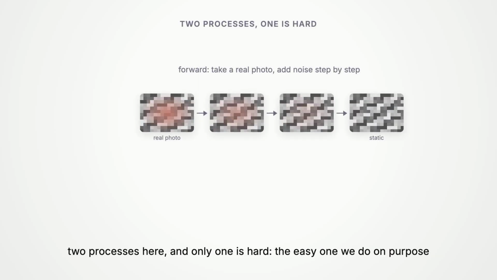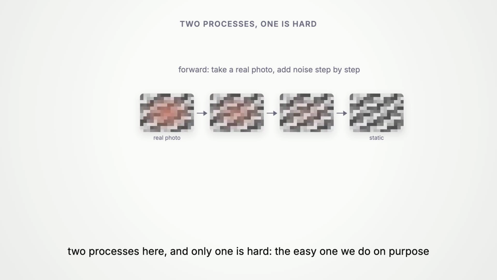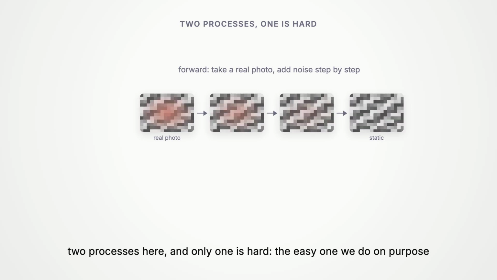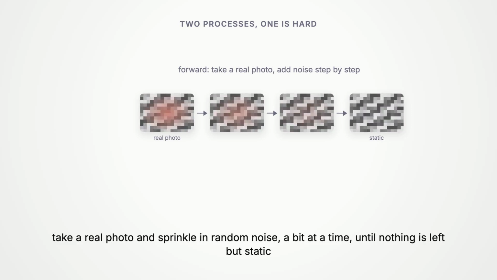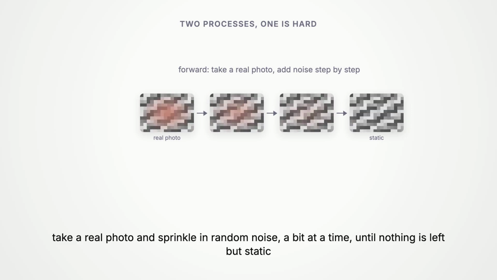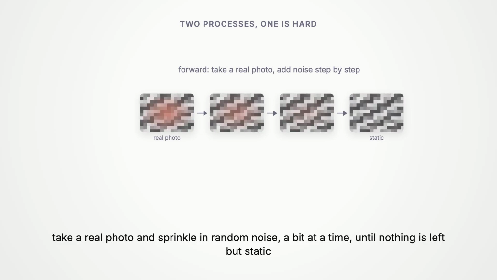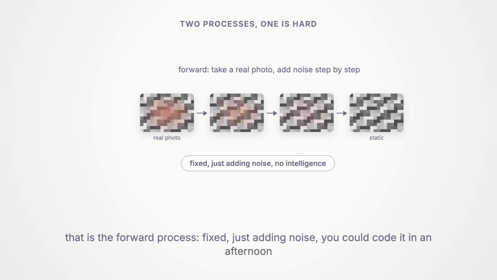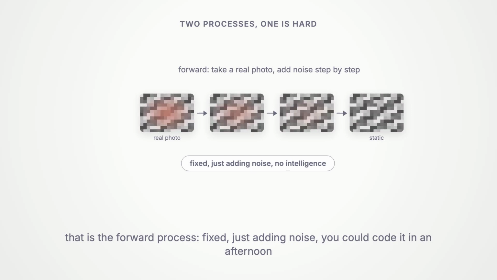There are 2 processes here, and only one of them is hard. The easy one we do on purpose. Take a real photo and slowly sprinkle in random noise, a tiny bit at a time over many small steps until nothing is left but static. That is the forward process. It is fixed. It is just adding noise. No intelligence required, you could code it in an afternoon.